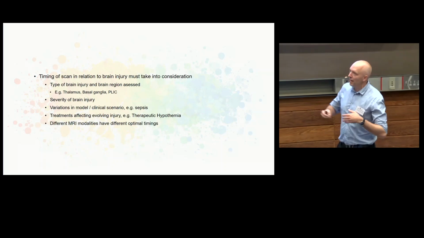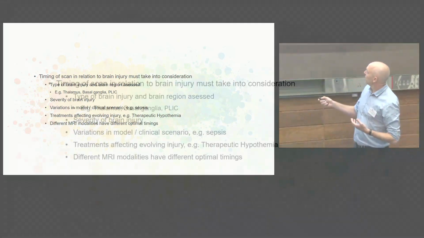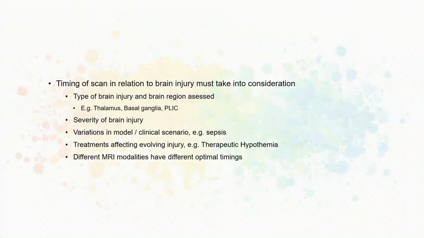But planning your MRI protocol, your MRI sequence, you have to be really aware of what's the type of brain injury that you're looking at or expecting to be looking at. What's the brain regions that you will assess in relation to what type of brain injury? What's the severity of brain injury? Because for instance, for hypoxia-ischemia, depending on the severity, you'll have injury in different places of the brain and at different times.